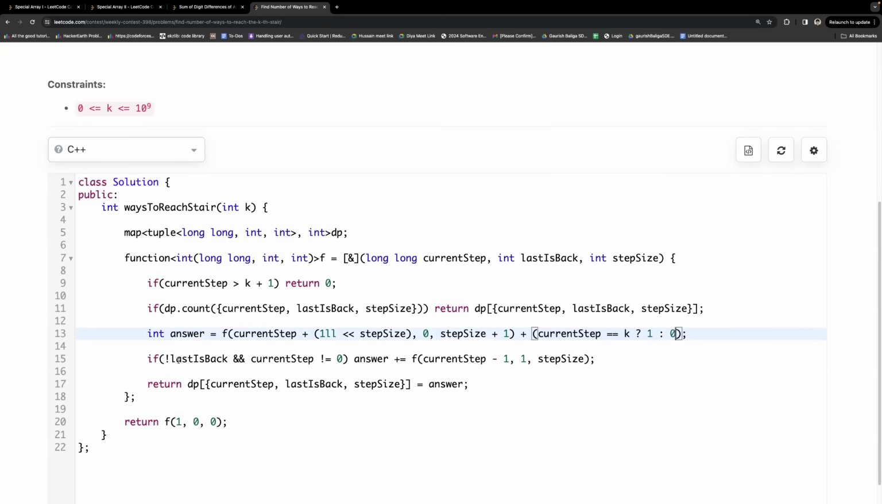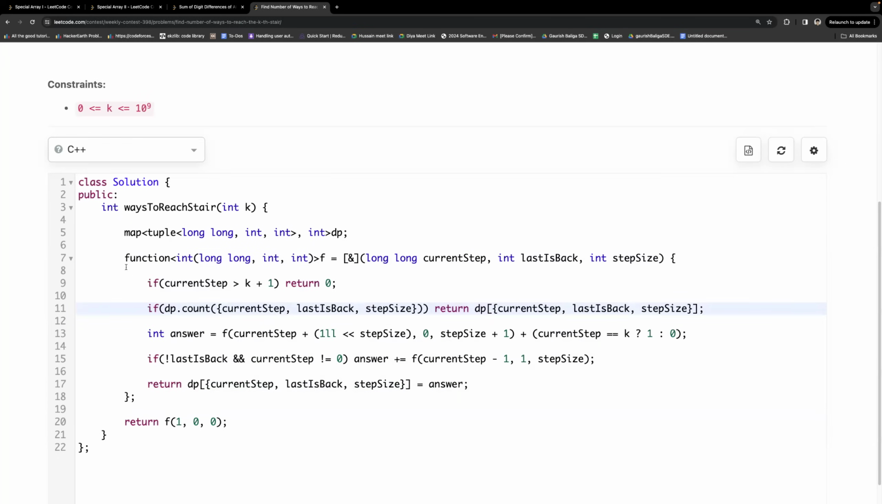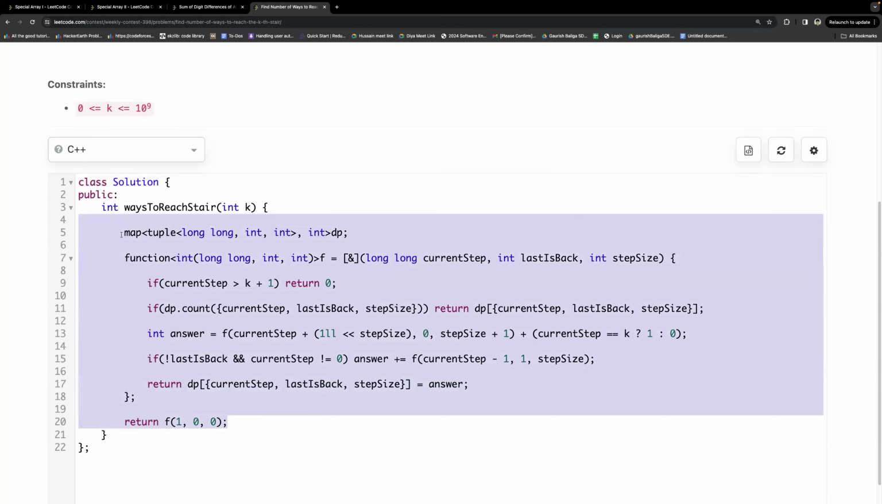Okay. Now, if current step is not equal to 0 and last is back is false, basically stating that I can go back, what do I do? I add current step minus 1, 1 and step size. Basically, I can go back. So I go back. The last move was back, so last is back becomes 1 and step size remains as it is. In the end, I just return dp of current step, last is back, step size is equal to answer. A very, very simple solution. Okay. It's just a 5-6 line solution. Very, very clean as well.